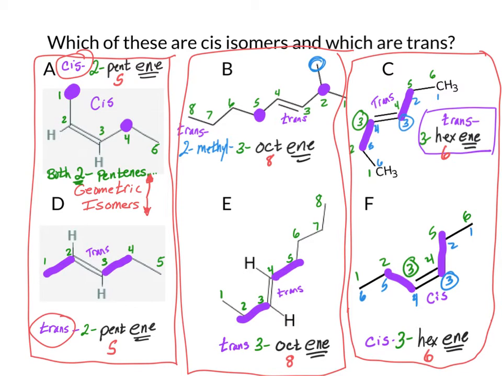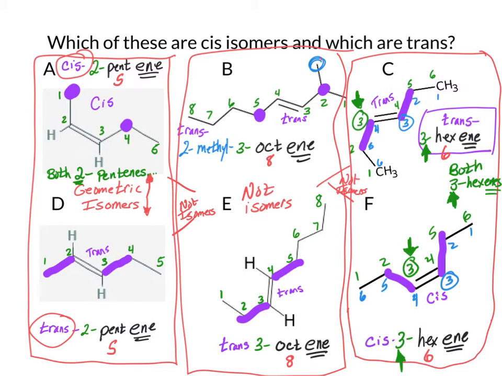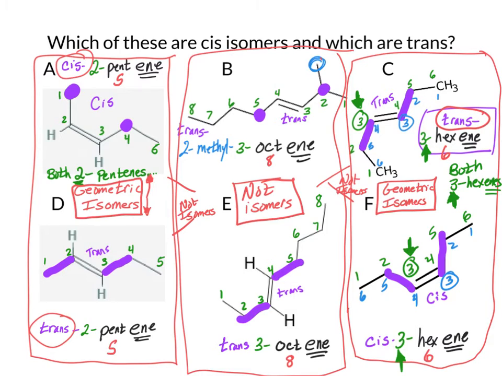Now let's look at B and E. They both have 8 carbons in their main chain, but we do notice that in B there's an extra branch. So these are not the same molecular formula, therefore these are not isomers of each other. And let's look at letters C and F, and we see that one of them is trans, one of them is cis, and so that makes these two isomers of each other.